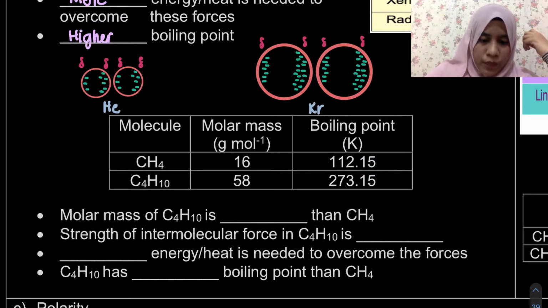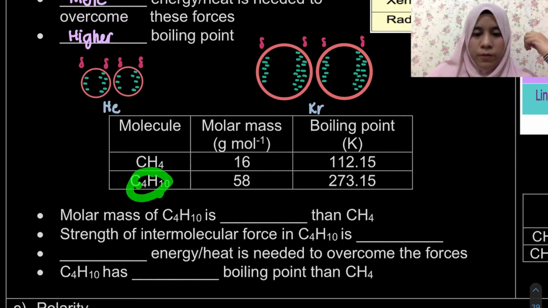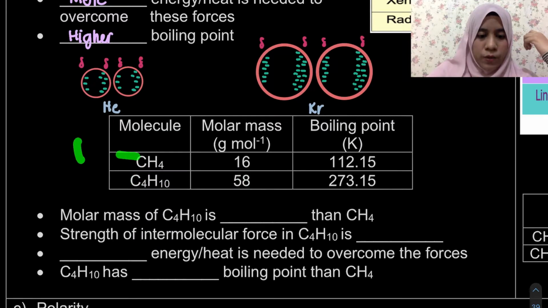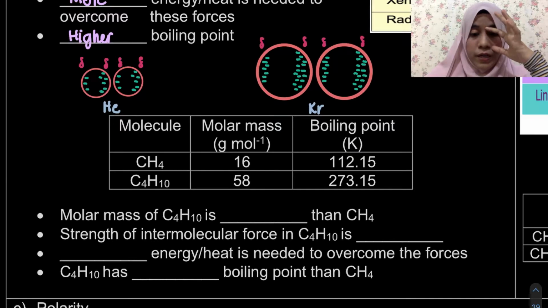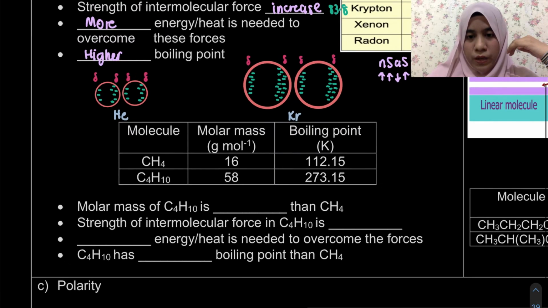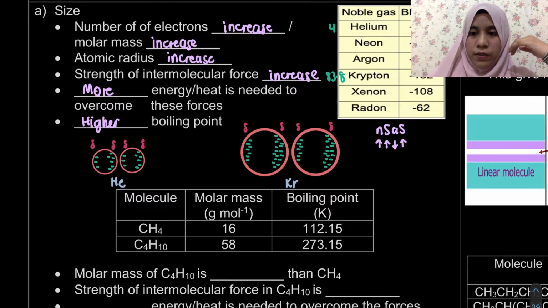Whereas our butane ni, C4H10, molar mass dia 58. So macam mana dapat molar mass ni? Ingat carbon is actually 12, hydrogen 1. So yang ni 12 plus 4 jadi 16. Ni 4 times 12, 48 plus 10 jadilah 58. And then as we can see our C4H10 ni, the boiling point dia is higher. So yang ni pun sama juga, where this case kita tengok memang bila size dia is bigger, when size is bigger, then the boiling point increase.